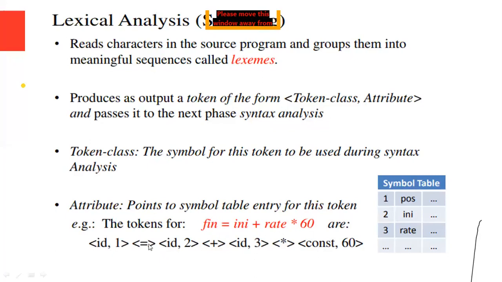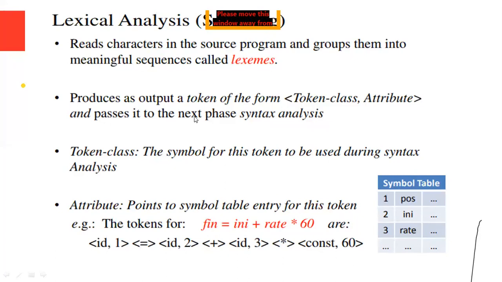So this is the given source program. This source program is converted into a stream of tokens. So this is the stream of tokens. So this is pointing to the symbol table. So one is the POS. So POS means FIN, and second INI, and third rate. So here 60 is the constant. There is no need to specify it here. Okay. So this is the lexical analysis phase.